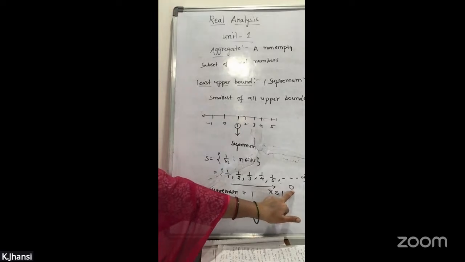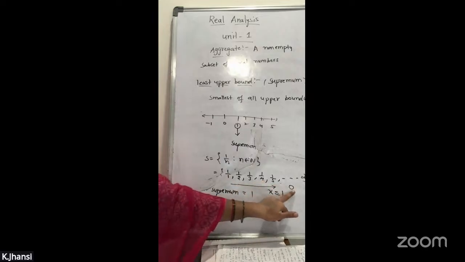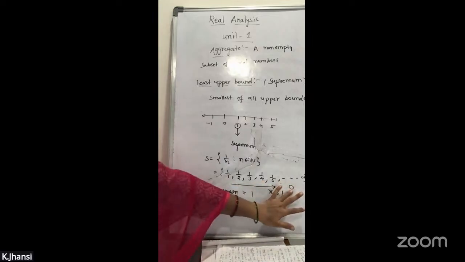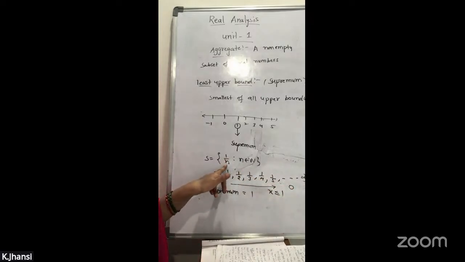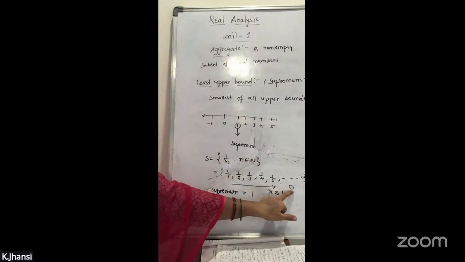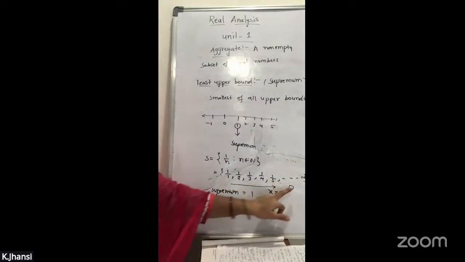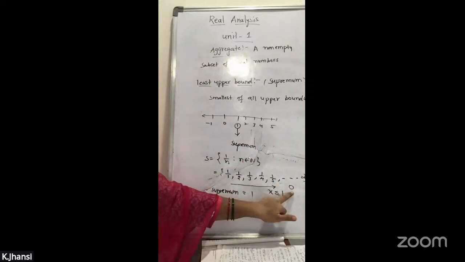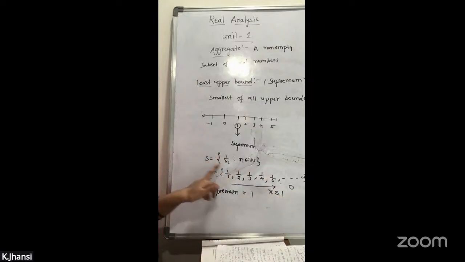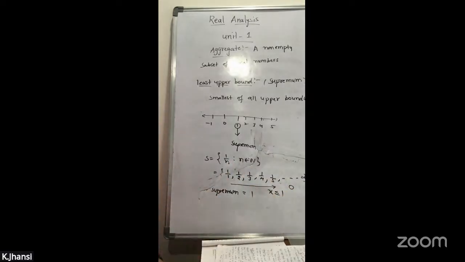But 0 is the infimum. Why? Because whatever the set is, it is tending to 0. Sometimes an upper bound or lower bound may or may not exist in the set. Here 0 is not there in the set, but we are getting the value 1 by infinity, meaning these values are tending to 0. So the lower bound does not exist in the set, but we are getting the lower bound. In some cases, the lower bound or even the upper bound may or may not exist in the set.